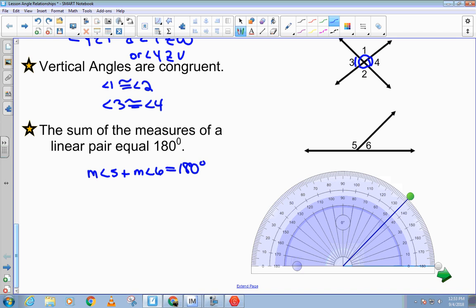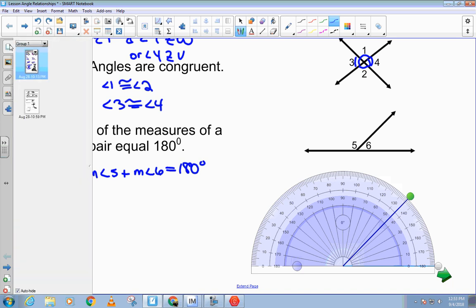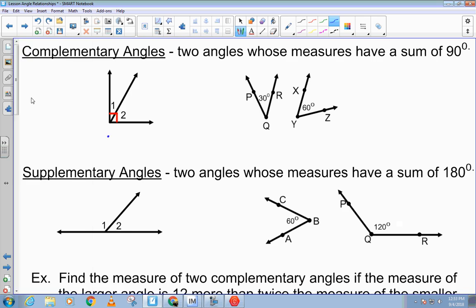What kind of angles add together to equal 180? Yes. Supplementary angles, which takes us to our next page. Actually, it talks about supplementary. The supplementary is down here. Okay? Let's skip complementary. Come back to it.